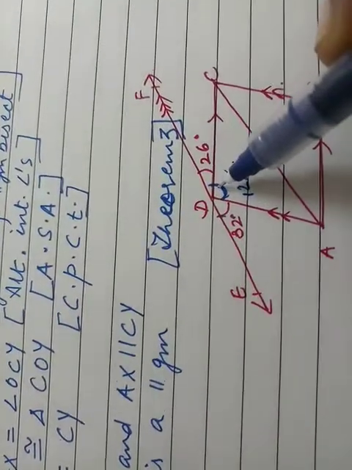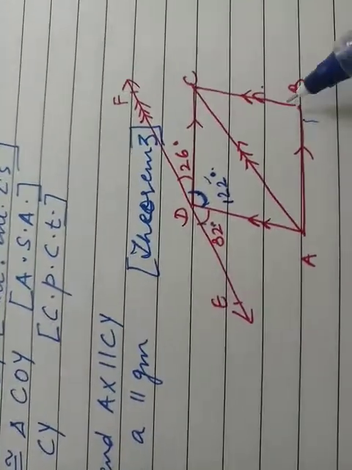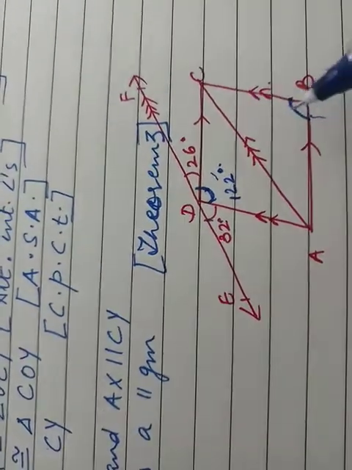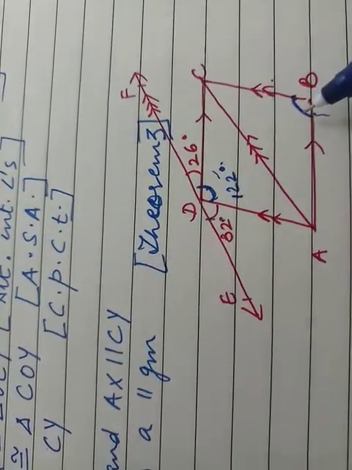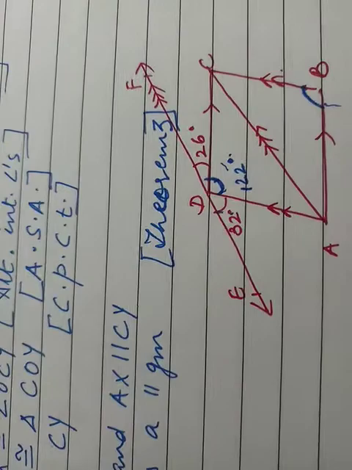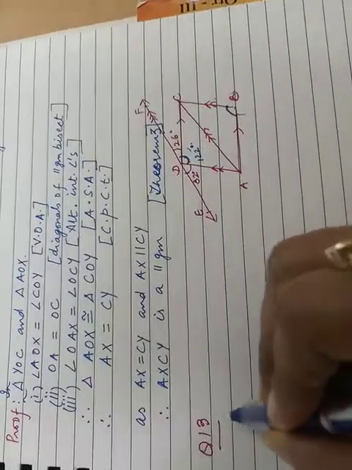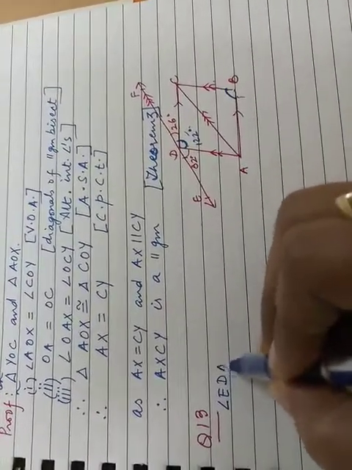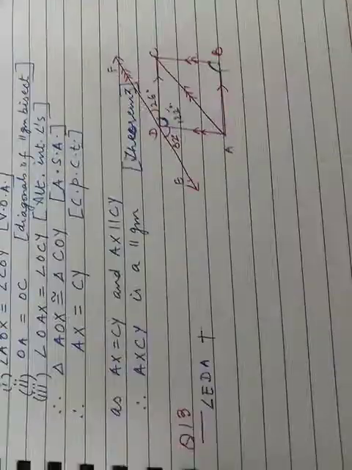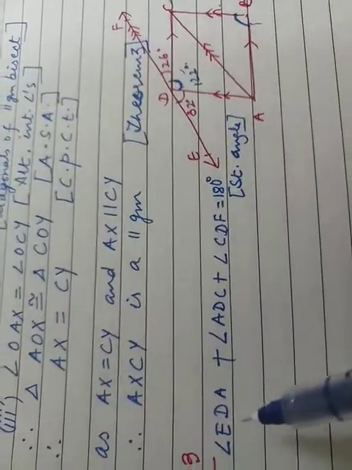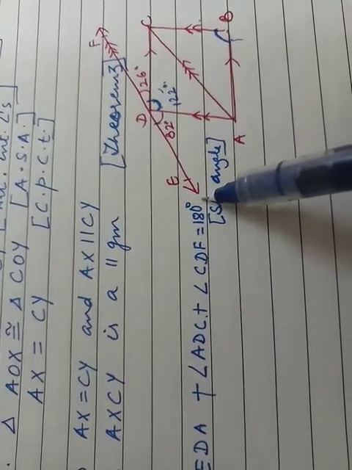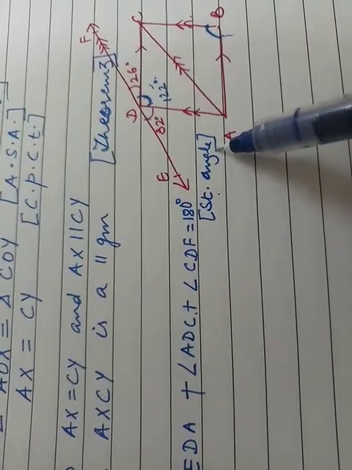If this is 122, so this is also going to become 122. Why? Because it's a parallelogram, opposite angles are equal. See how we write the solution. So what I am going to write here, angle EDA plus angle ADC plus angle CDF is equal to 180. What's the reason? Straight angle.